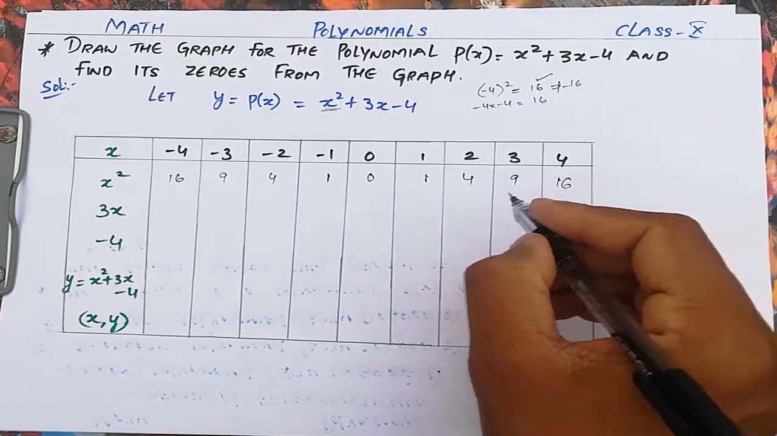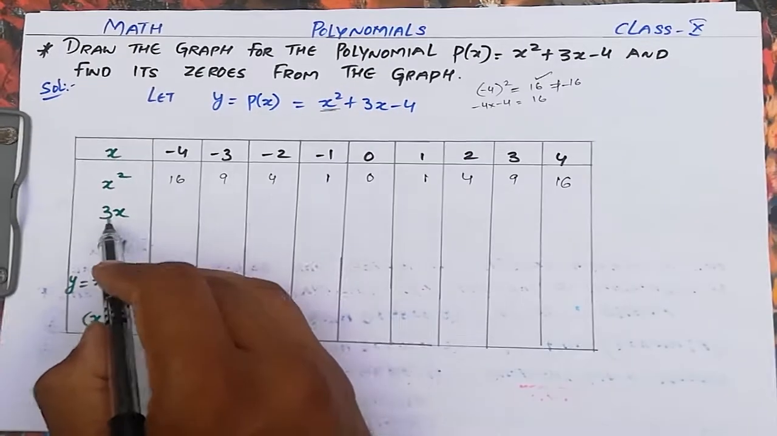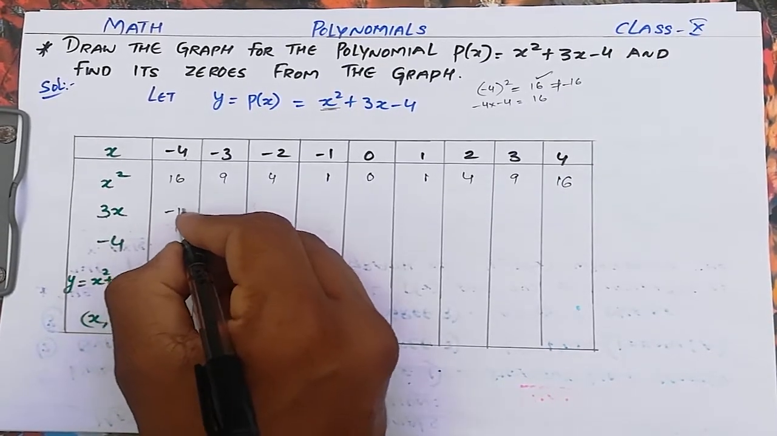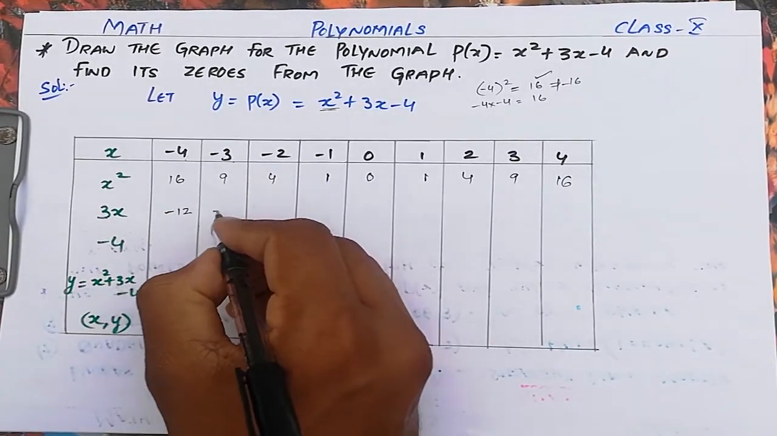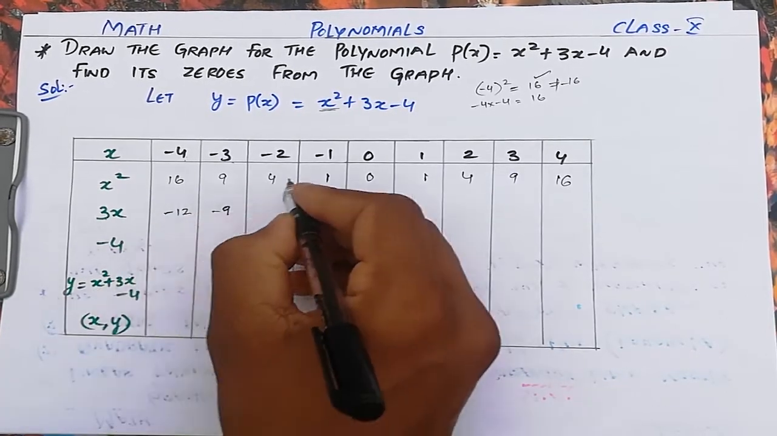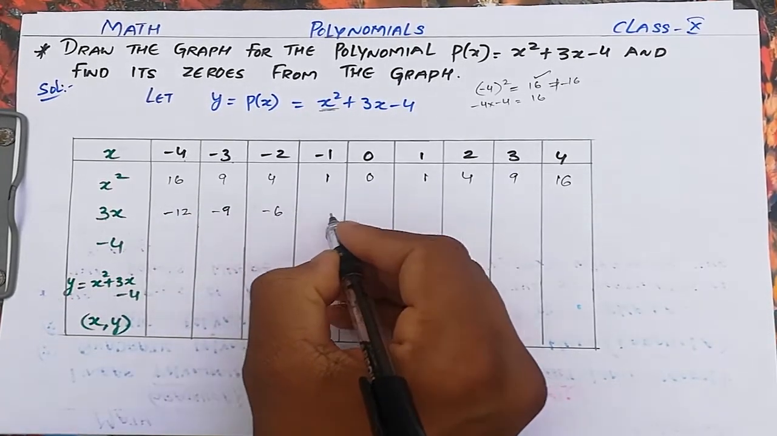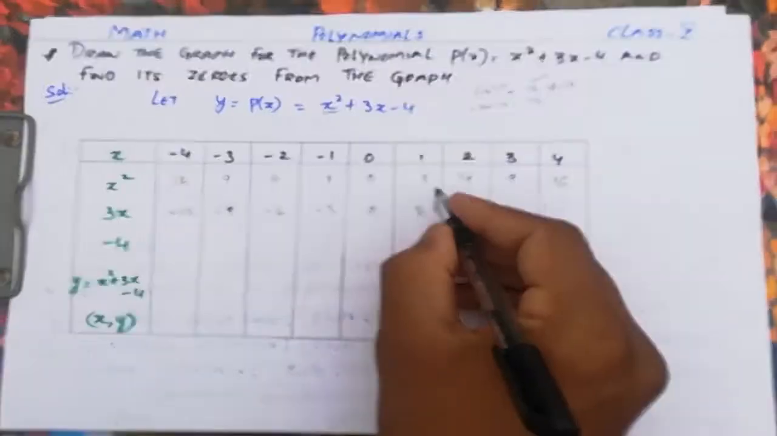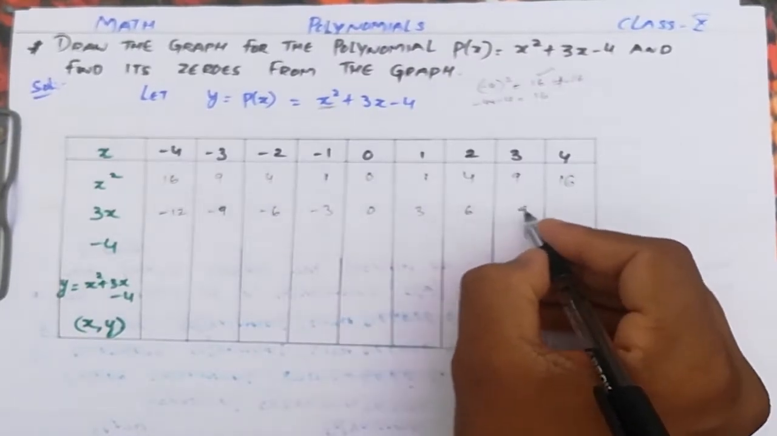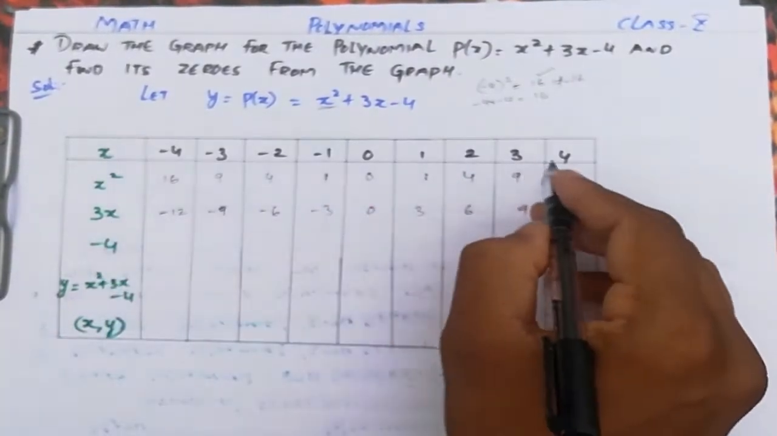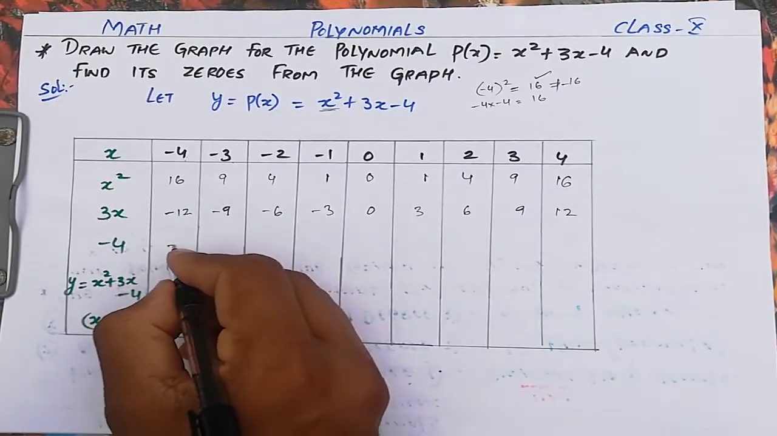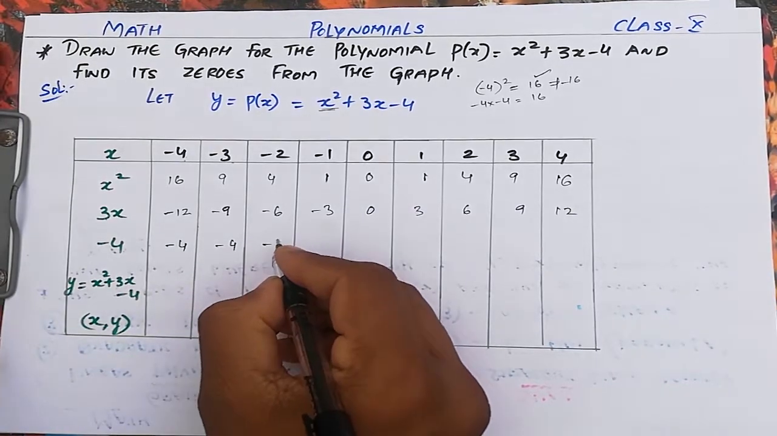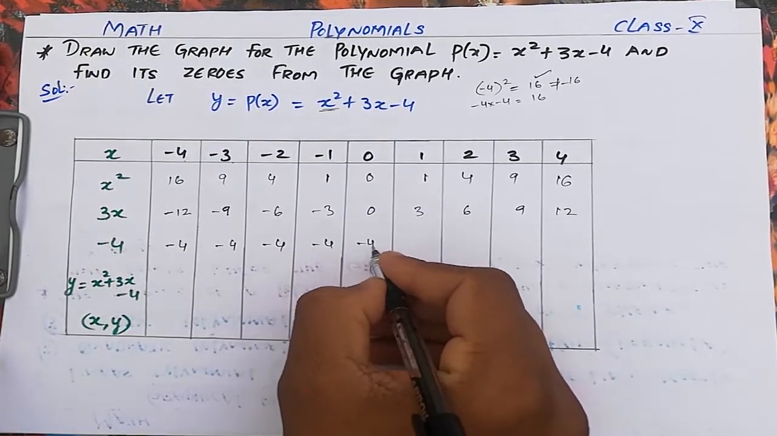4 square is 16. And 3x means 3 into this x value. So 3 into minus 4: 3 4s are 12, but minus is there, so minus 12. And 3 into minus 3, 3 3s are 9, so minus 9. 3 into minus 2 is minus 6. 3 into minus 1 is minus 3. 0. Same values but without minus: 3 1s are 3, 3 2s are 6, 3 3s are 9, 3 4s are 12. Minus 4, directly you can write minus 4 for all the x values.